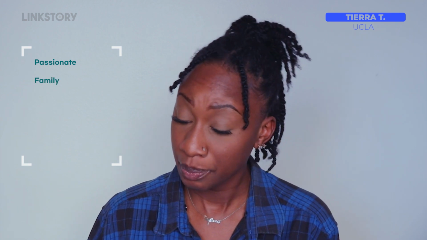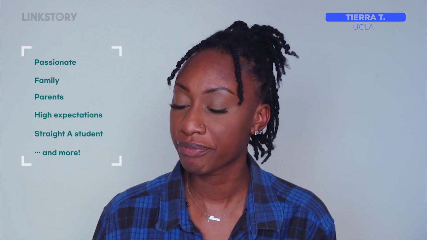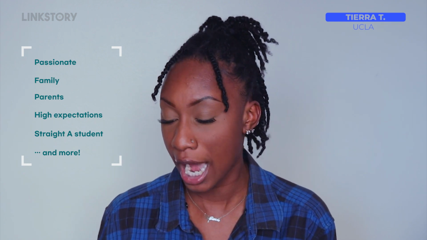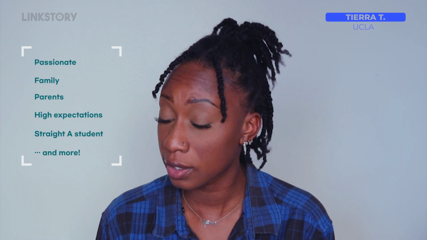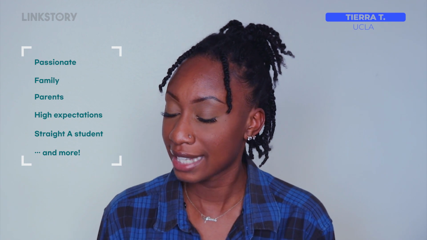So I'm going to give y'all an example of a list that I wrote for a hypothetical UC application as if I were writing another personal statement. So here are the things that I have on my list. Passionate, family, parents, high expectations, straight A student, senior year, videography, valedictorian, class president, cross-country captain, optimistic, likes to get to school early. My goal is to be a CNN anchor one day. Leadership skills, example of leading school news team.